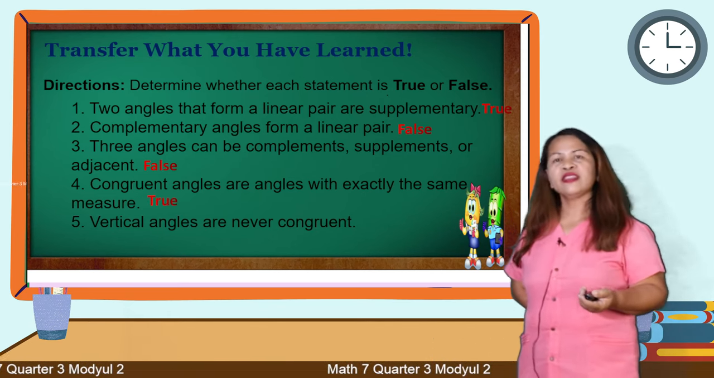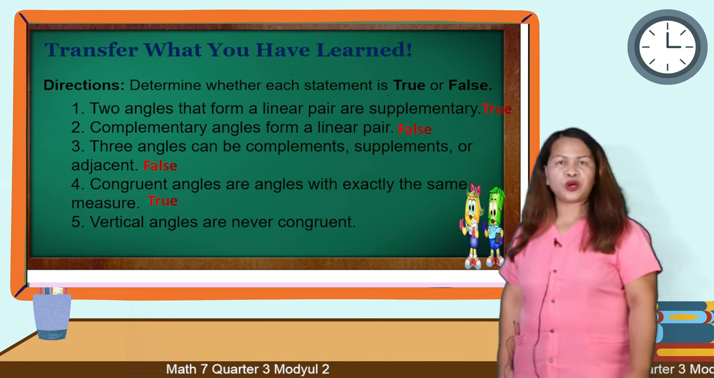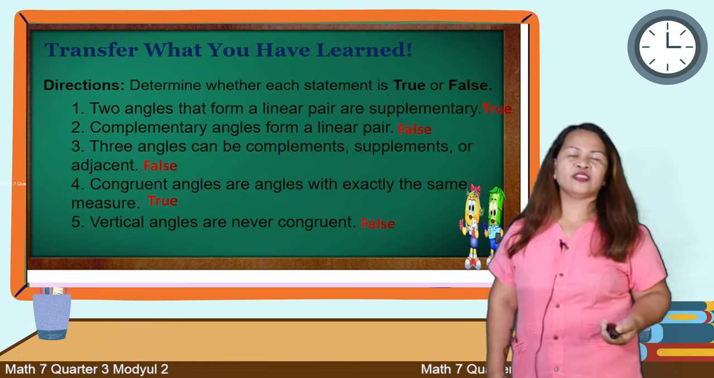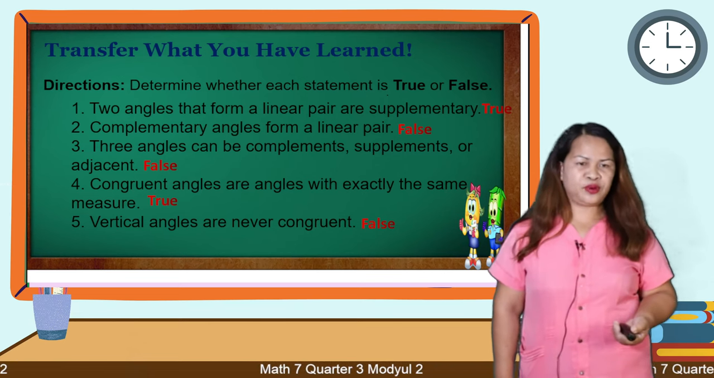The last but not the least, vertical angles are never congruent. I saw some answers. Yes, the correct answer is false because they are always congruent.